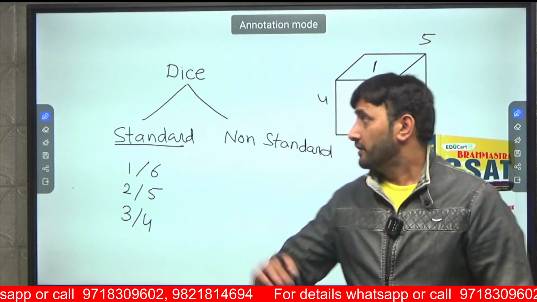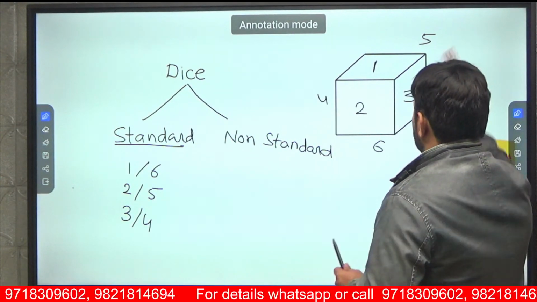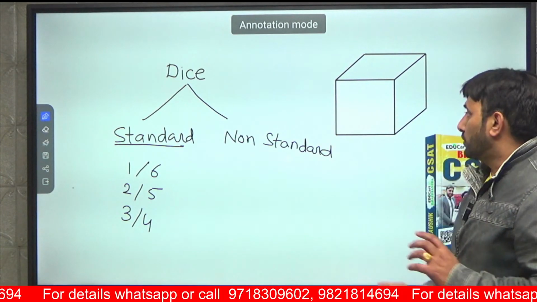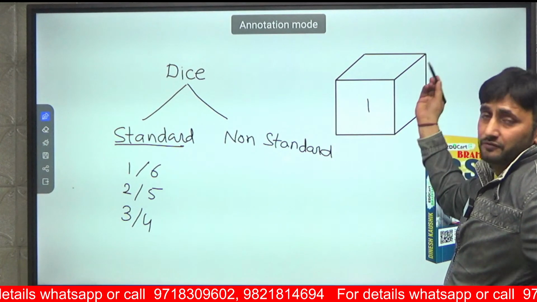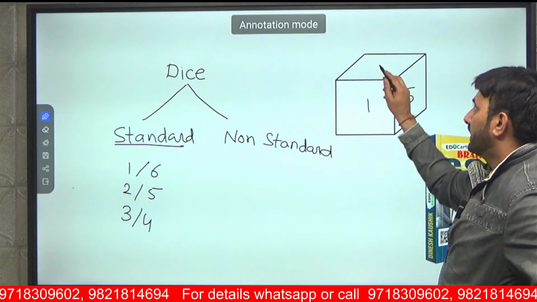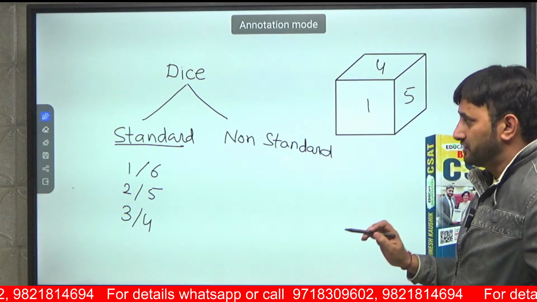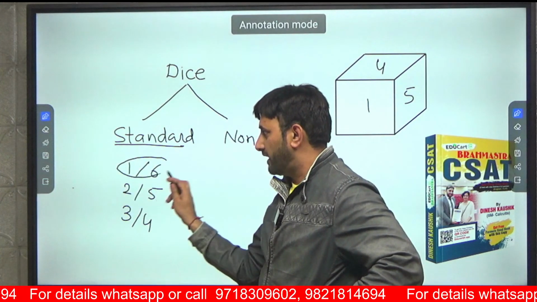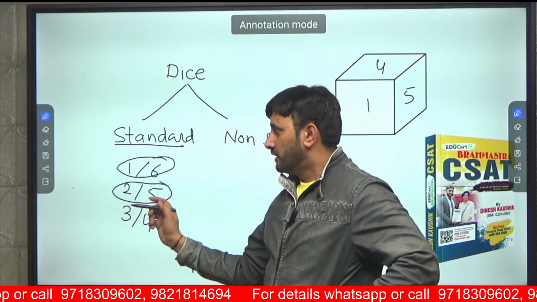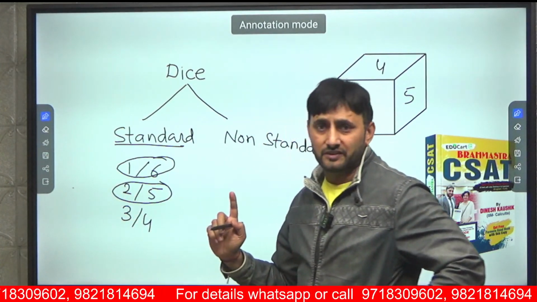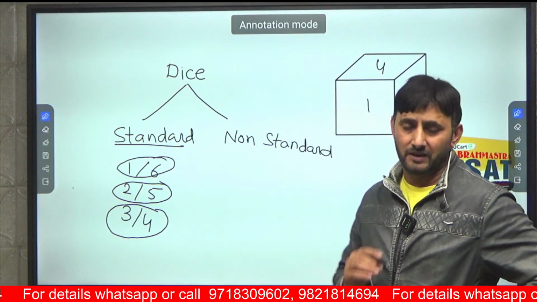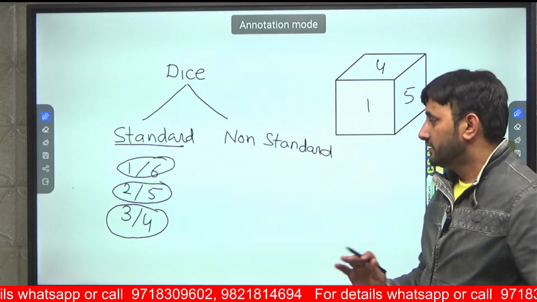If you are looking at a die, at a time only 3 faces are visible. So if 1 is visible, then 6 will not be visible. If 5 is visible, then 2 will not be visible. If 4 is visible, then 3 will not be visible. Out of each pair only one number will be visible, either 1 or 6, either 2 or 5, either 3 or 4 at a time. This is the property of a standard die.